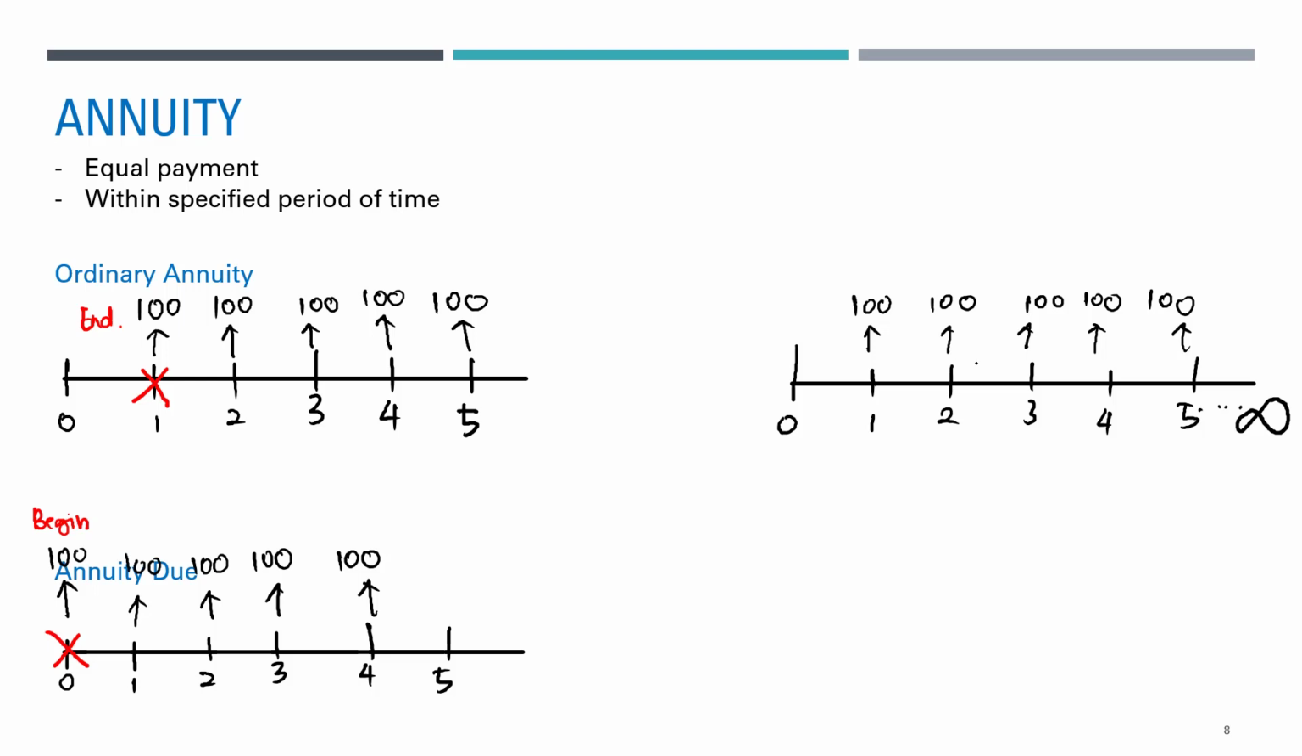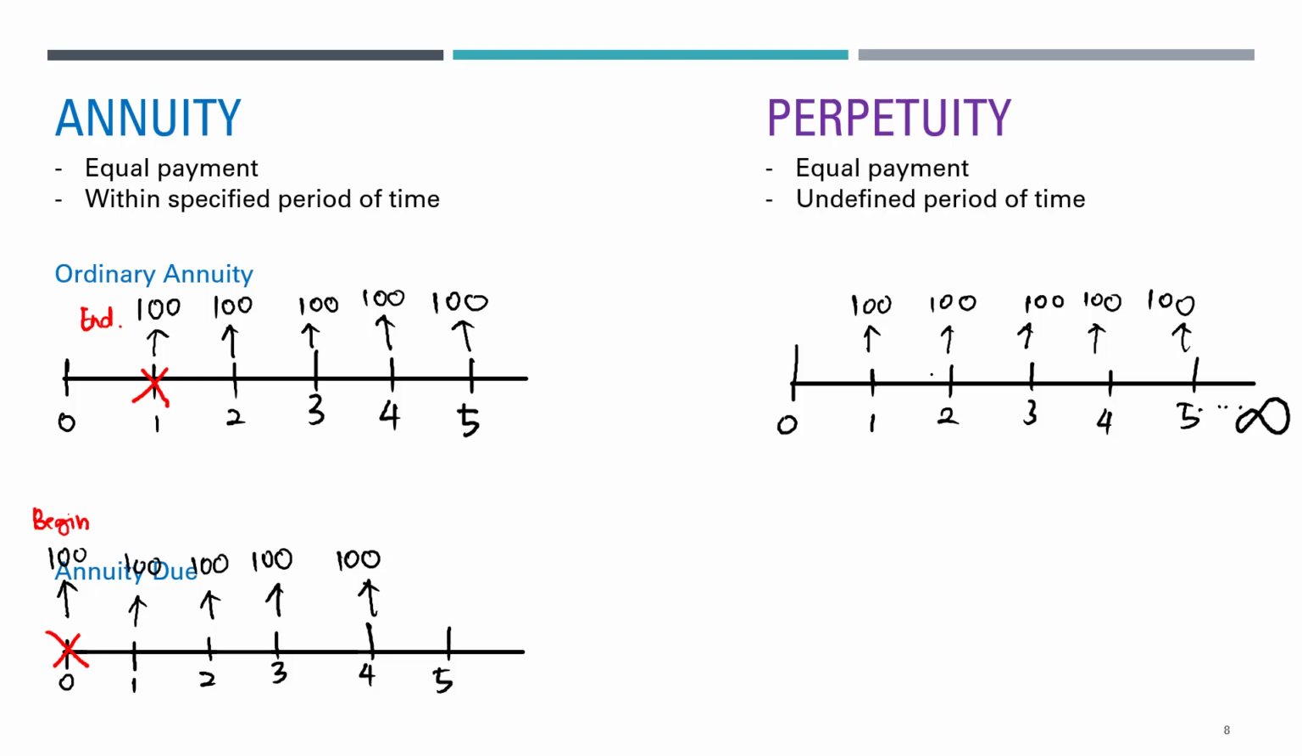So it's not within 5 periods, but it's until undefined period of time. Although it looks very similar to annuity, in this case, this pattern is not considered annuity anymore. It is called perpetuity. So slightly different from annuity, but similarly they have equal payment, but it doesn't fulfill the second criteria of annuity. It has undefined period of time, in this case infinity.